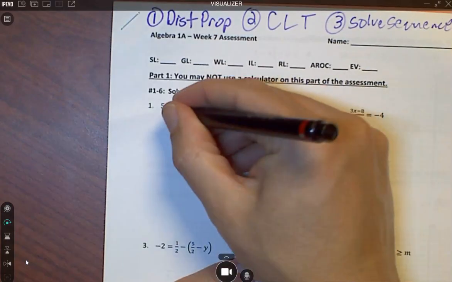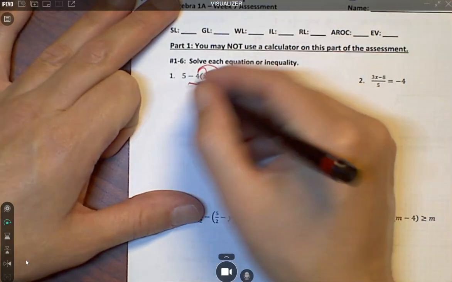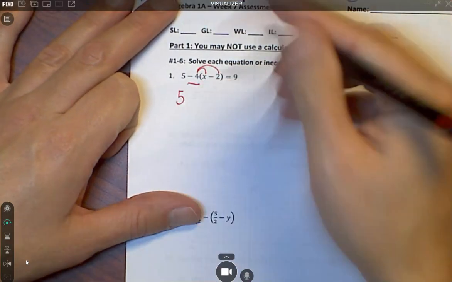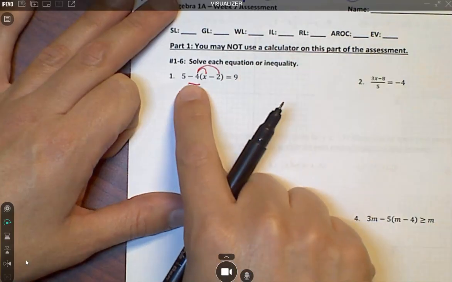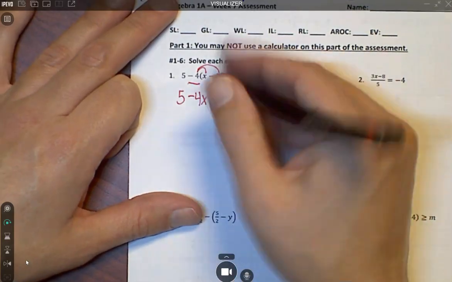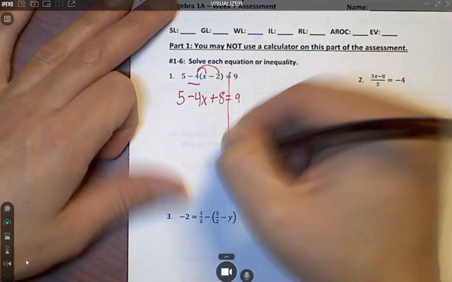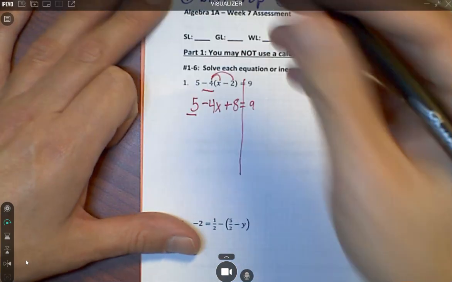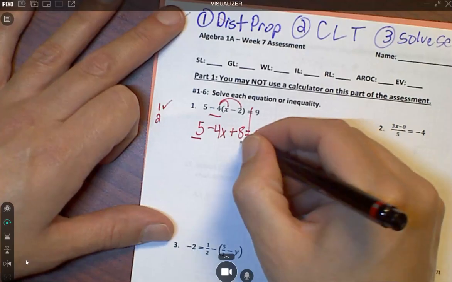So, distributive property first. People still do 5 minus 4 and get 1. You can't do anything with that 5. What's the number one mistake made here? A negative times a negative. It's a positive. Alright, distributive property. Check. Step 2, combining of like terms.